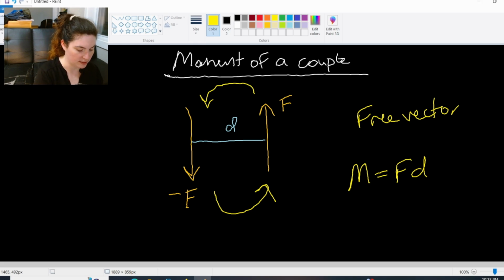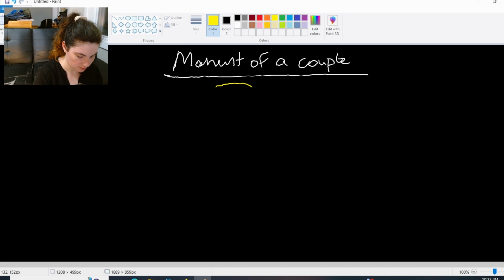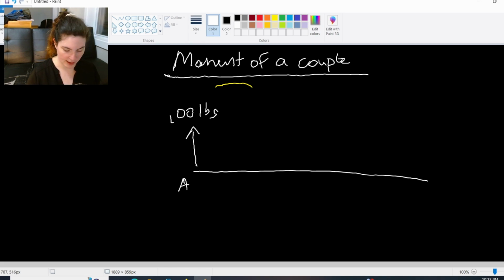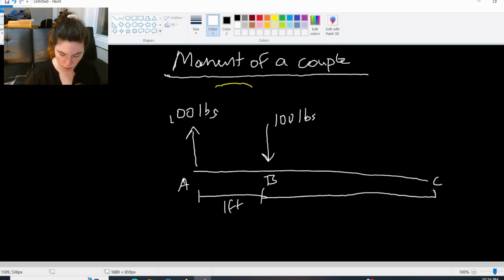So let's look at a super basic example of what that means. Let's say we have some beam here, and I've got a 100-pound force acting upwards at point A. Then a foot later, I have a 100-pound force acting downwards on my beam, and we'll call this point B. We'll call this point C down here, and let's say it's 10,000 feet away.